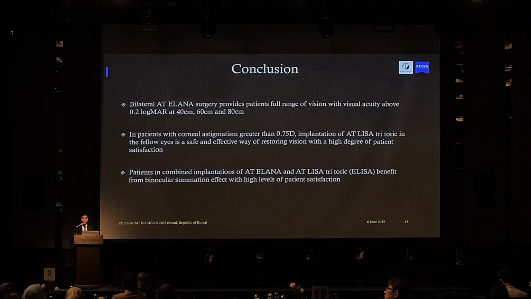Coming to a conclusion, I can confirm that bilateral IOLMaster provides patients with a full range of vision. In patients where one eye requires toric implantation, Lisa toric combined with IOLMaster, the so-called ELISA approach, is a safe and effective way. And finally, in both groups, patients benefit from the binocular summation effect, with very high levels of patient satisfaction in the ELISA group.